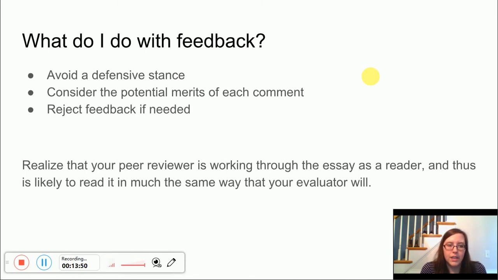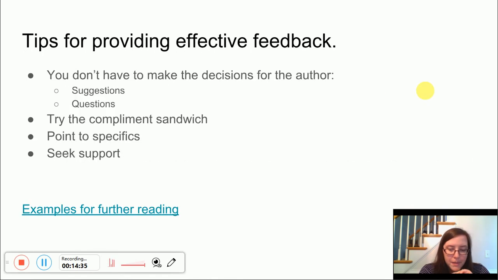So you should realize, this is, I think, the most important thing, especially in terms of the defensive stance thing. Realize that your peer reviewer is working through the essay as a reader and is likely to read it in much the same way that your evaluator will. So if your classmate gets to a paragraph and they think it's confusing, I might do the same. I might get to that paragraph and think it's confusing. So you should just, again, consider the merit of that comment and make changes if necessary. And if you're like, maybe you're just confused and my writing is clear, then that's fine. And you can always get a second opinion. Let me know if you have questions.